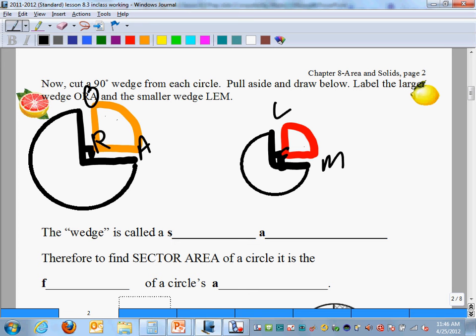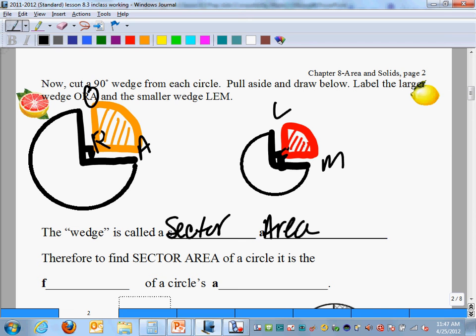All right, now, I'd like you to shade, please. Shade this and shade that. For both of these, what you just shaded is called a sector area. A sector area is just a wedge of the area. Think of it as a pizza slice.